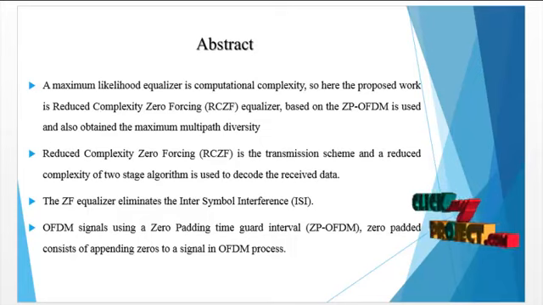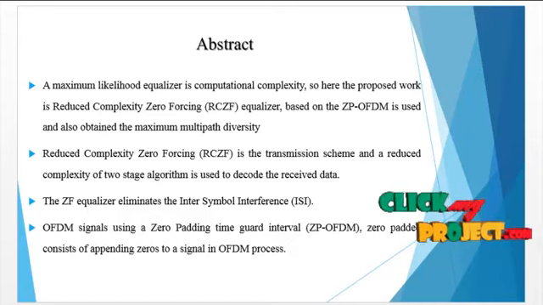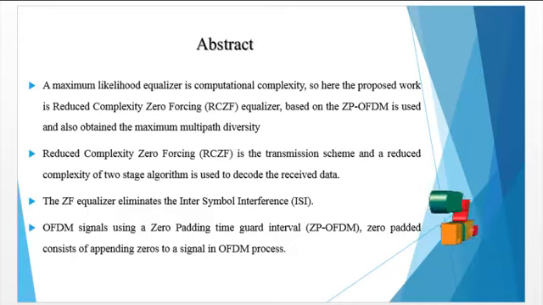the received OFDM signal using a zero padding interval at the transmitter side. Zero padding consists of appending zeros to a signal in the OFDM process to obtain the maximum multipath diversity and reduce the complexity by using the zero forcing equalizer, added at the receiver side.